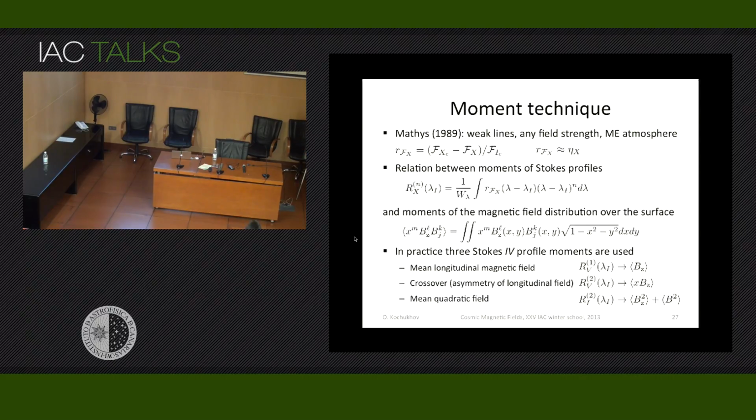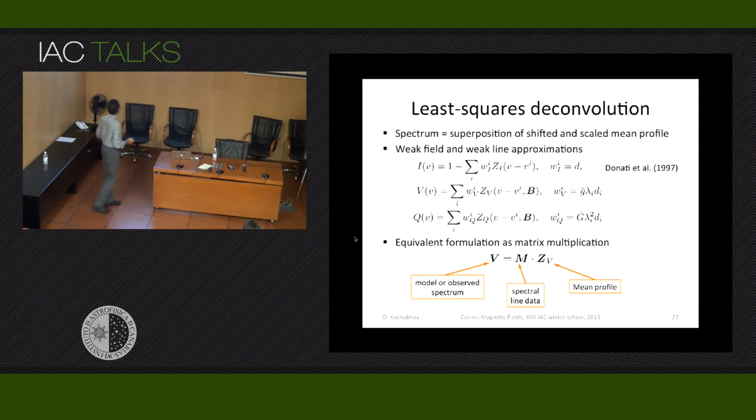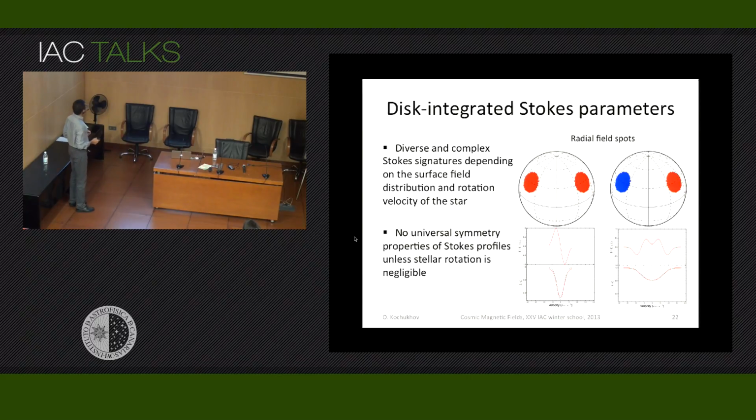And this quantity is interesting because it was designed specifically to characterize situations like those that I've shown here. This first moment of Stokes V is going to give you 0 if Stokes V is symmetric. But the second moment of Stokes V will be non-zero for this kind of profile.